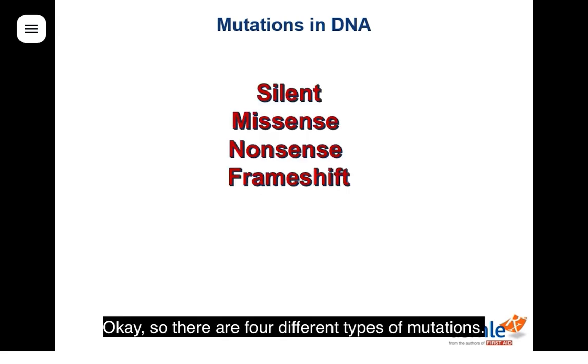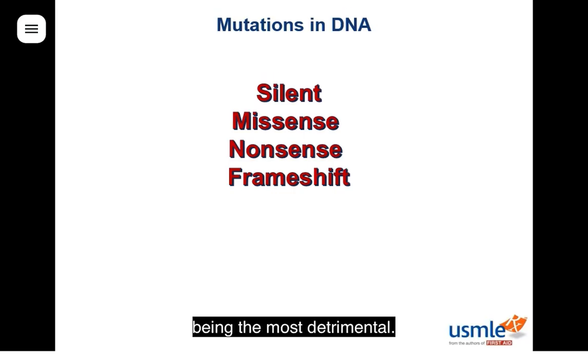Okay, so there are 4 different types of mutations: silent, missense, nonsense, and frameshift mutations. The degree of severity is silent, missense, nonsense, and then frameshift, with frameshift mutations being the most detrimental.